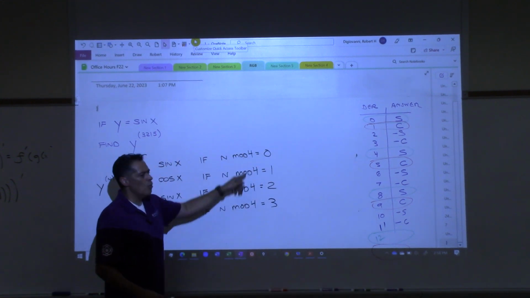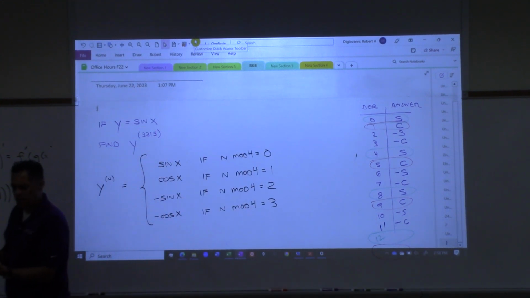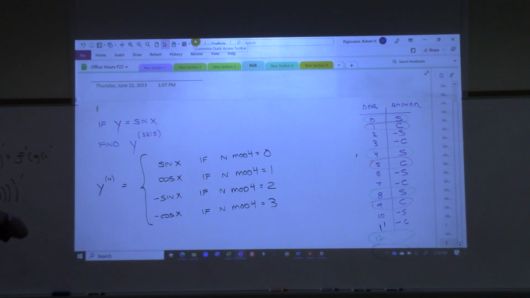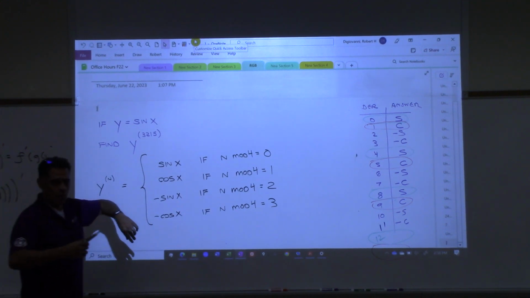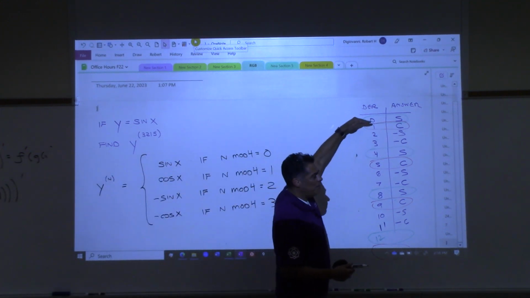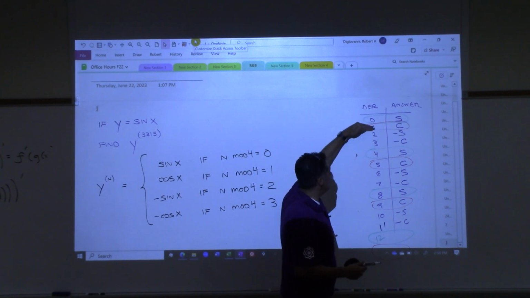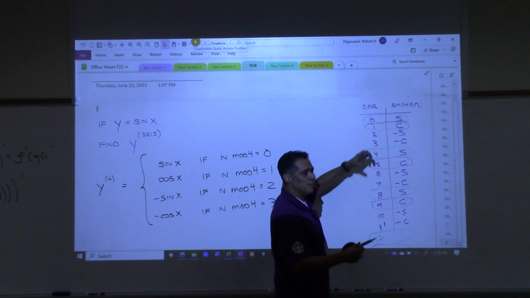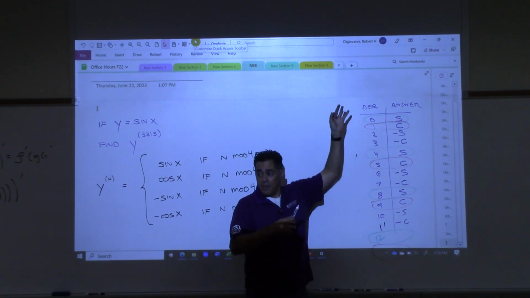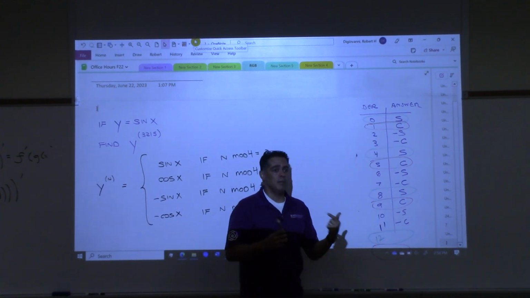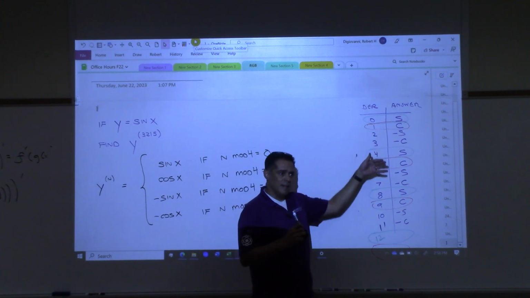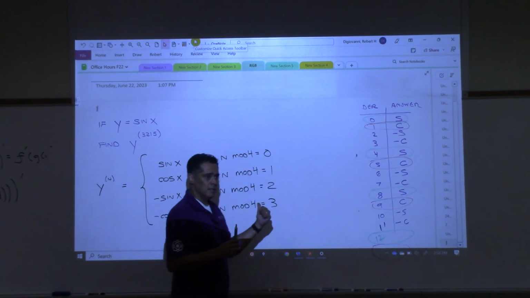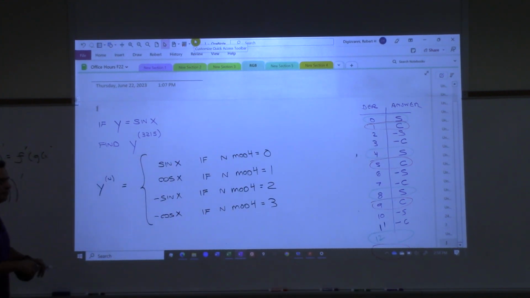Why did I mod 4? Why do you think 4 is important? The cycle was 4, wasn't it? It took 4 to complete the cycle. It was sine, cosine, negative sine, negative cosine, 4 things, and then it repeats. 4 things, 4 things. If it had been 3 things, 3 things, 3 things, then we would mod 3. If it was 8 things, we would mod 8. That kind of make sense?